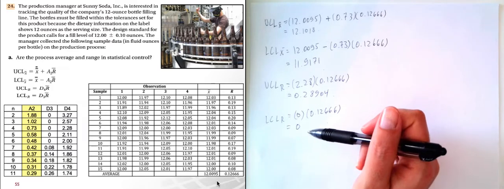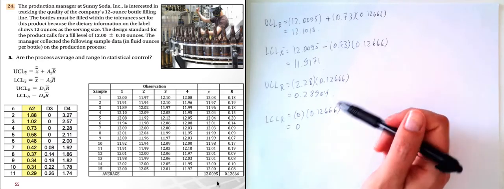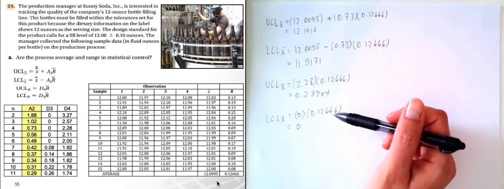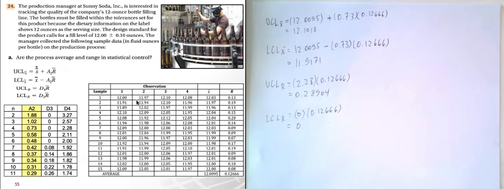And to answer the question, are the process average and range in statistical control, I need to take a look at the data set, right? And then I have to take a look at the X bar and R charts. So the question is, are any of those X bars outside those limits of 12.1018 or 11.9171? So we can take a look here. No, right? So all of the X bars are within the limit, so the process is under control on X bar.